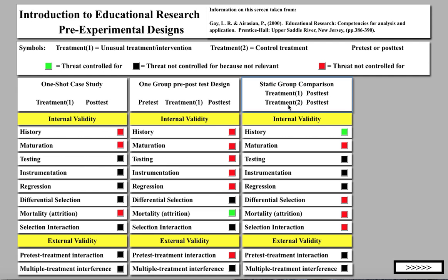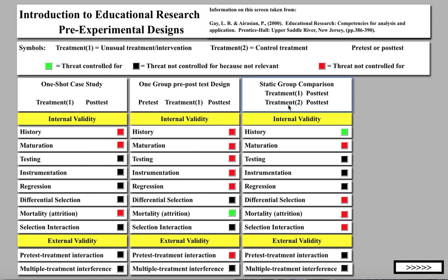Therefore, it's possible that post-test differences, if there are differences in the post-test, may be due to initial group differences in maturational level and also in selection. That's a threat here also, differential selection. One group may be a group of gifted students, one group may be a group of average students. So they're not equivalent and we cannot compare them. Mortality or attrition can be a problem also, since if we lose participants from the study, we have no information regarding what we have lost because we don't have any pre-test data.